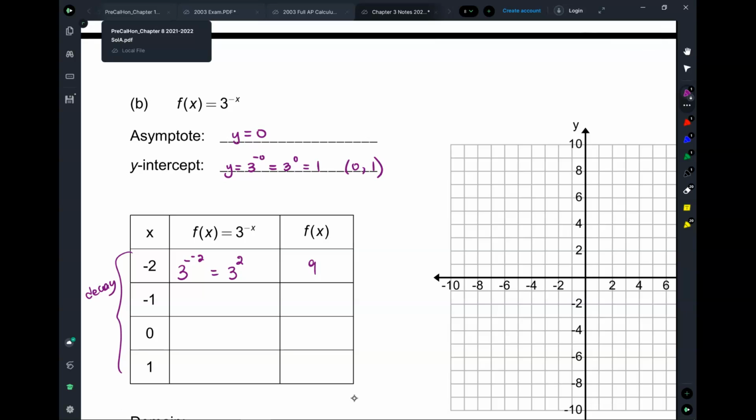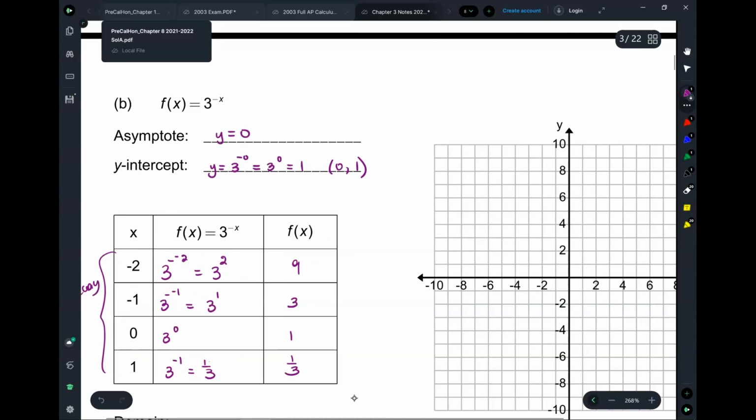Invest a little bit of time to do this, okay? Not loads of time that you can't finish your test or quiz, but, you know, don't just ignore it either. So 3 to the 1. Okay, 3 to the 0 is 1. 3 to the negative 1 is how much? You guys know? 1/3.